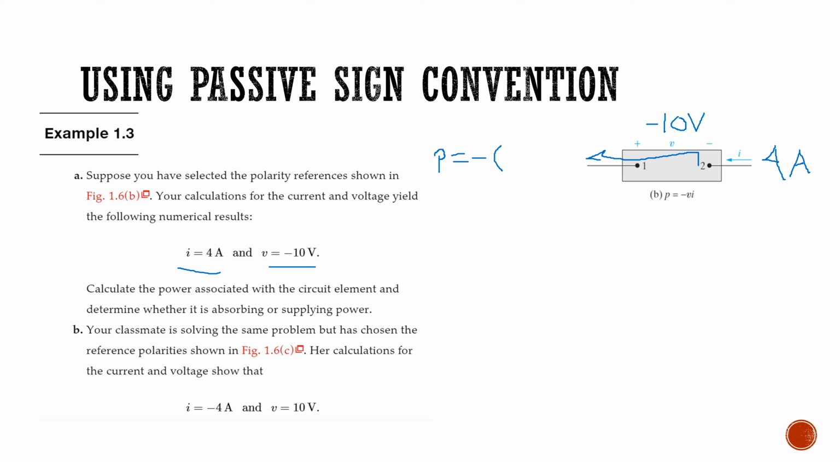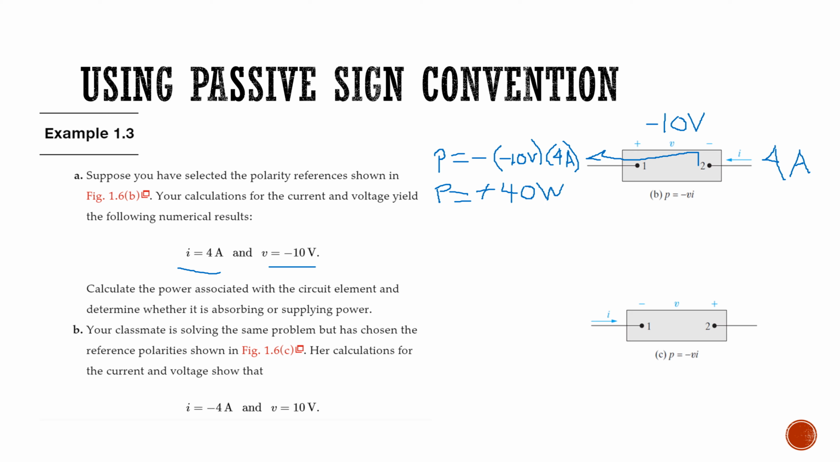And then V times I, so that's minus 10 times I, which is 4 amps. So in this case, power is equal to plus 40 watts.